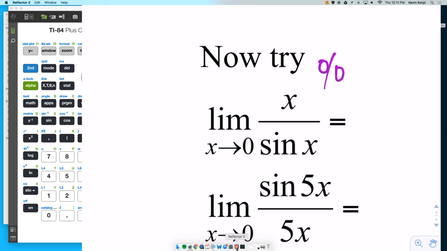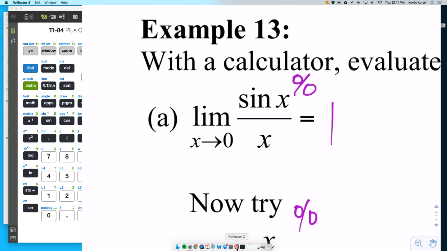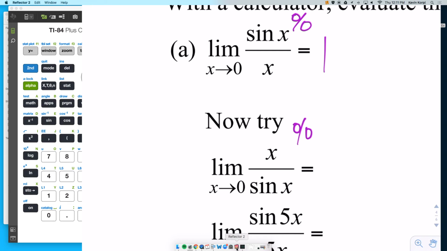Is it negative 1? Well, how is x over sine of x related to sine of x over x? They're reciprocal. So if this function is approaching 1, then the reciprocal should be approaching the reciprocal y value of 1, which is what? 1. Yeah, the reciprocal of 1 is 1. So it should still be 1.